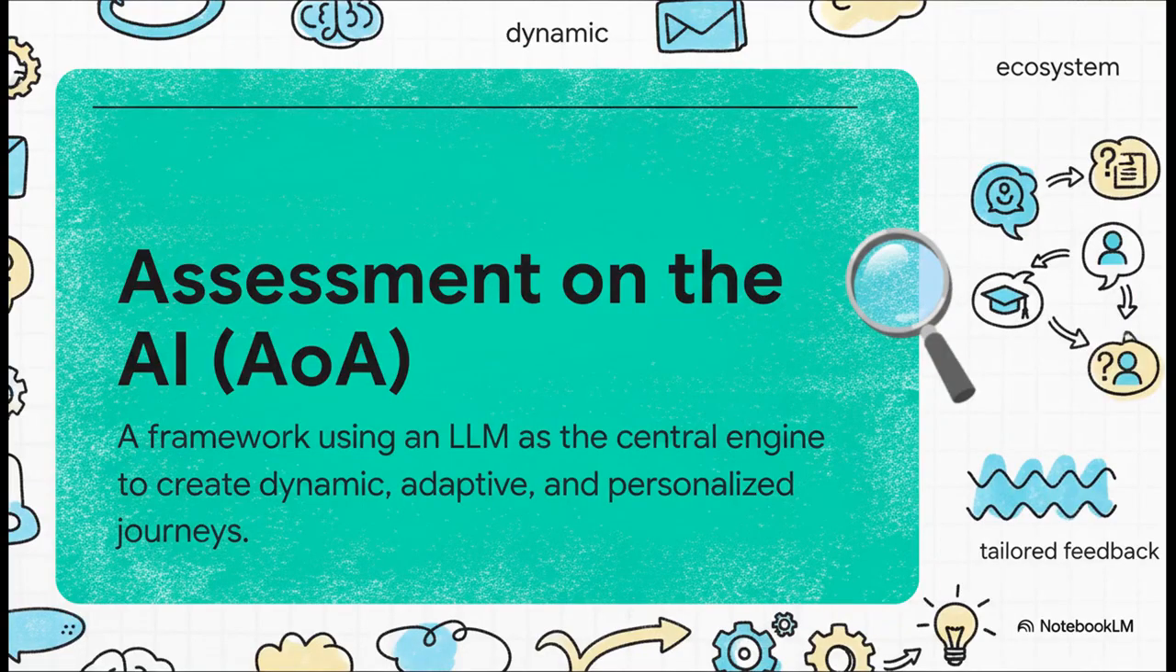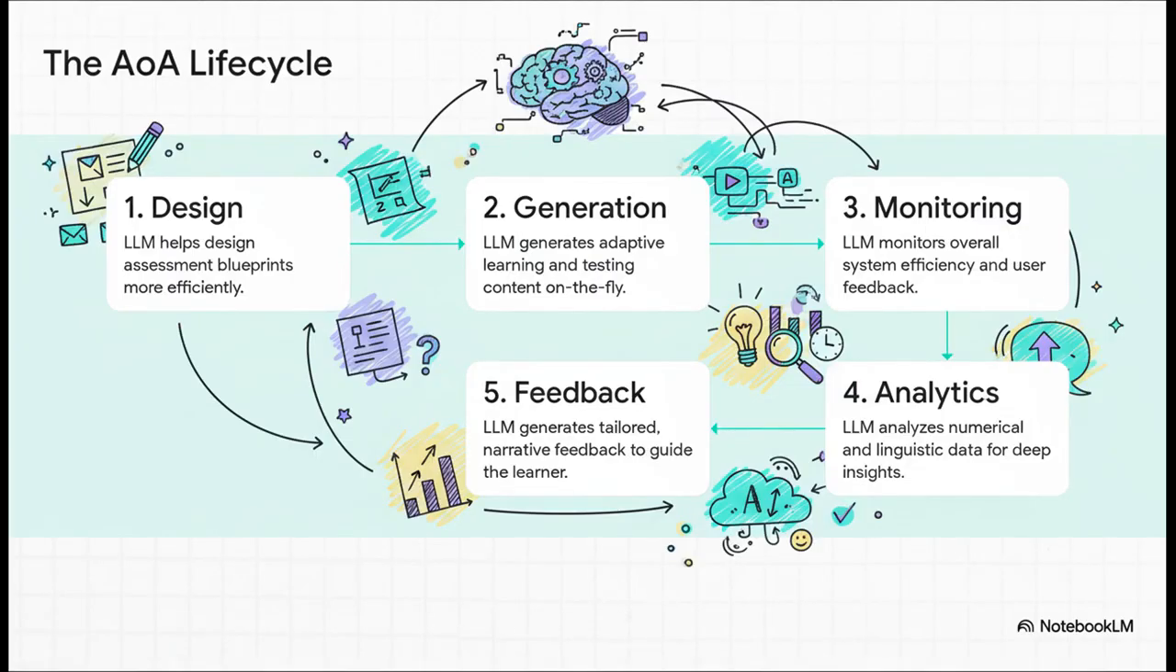And this brings us to the main event, Assessment on the AI, or AoA. This is a framework that puts a large language model, an LLM, which is the same kind of AI behind tools like ChatGPT, right at the center of everything. So instead of just pulling old questions from a list, the AI is generating a totally unique, adaptive, and personalized experience for every single user. So what does this actually look like in practice?